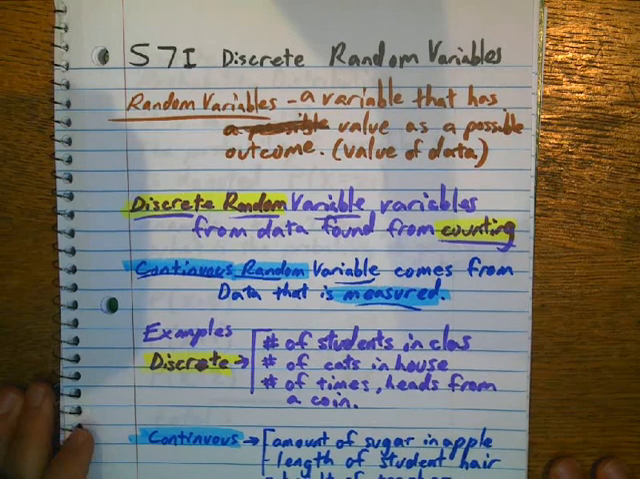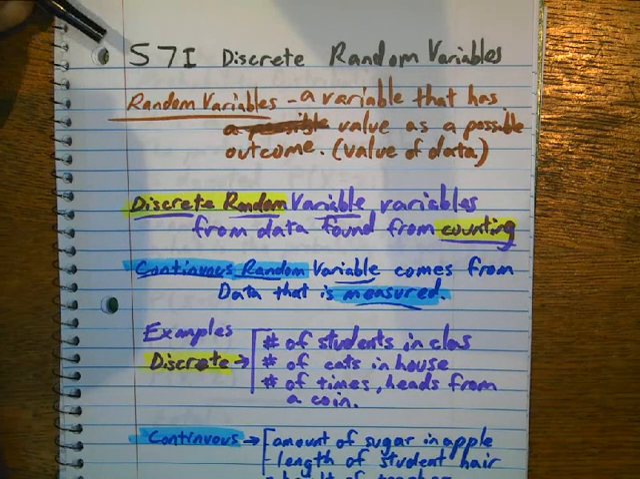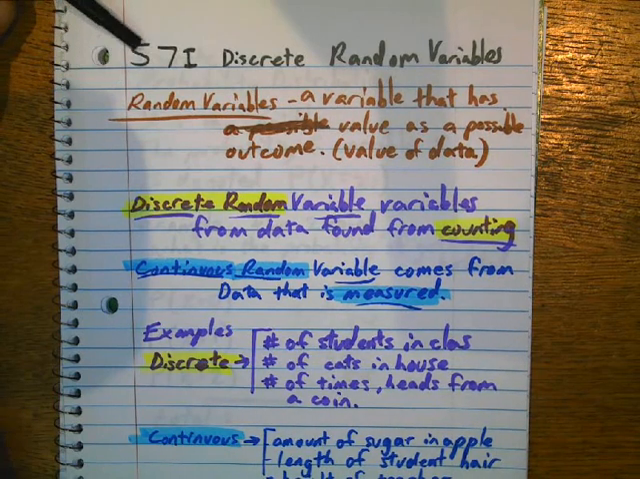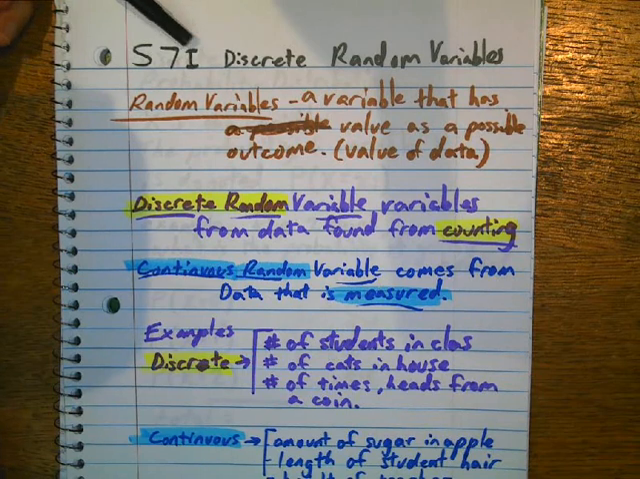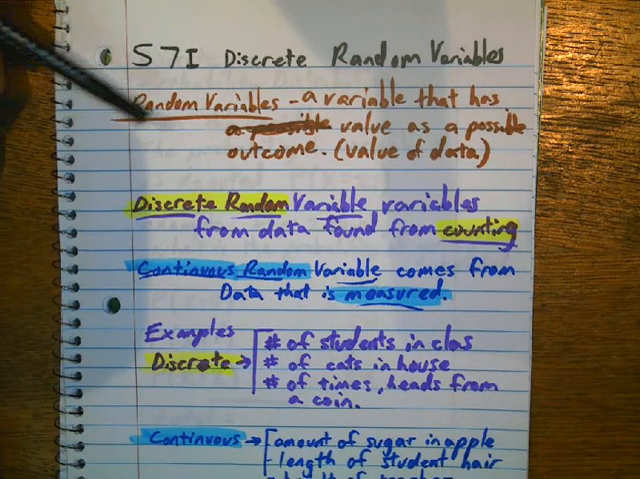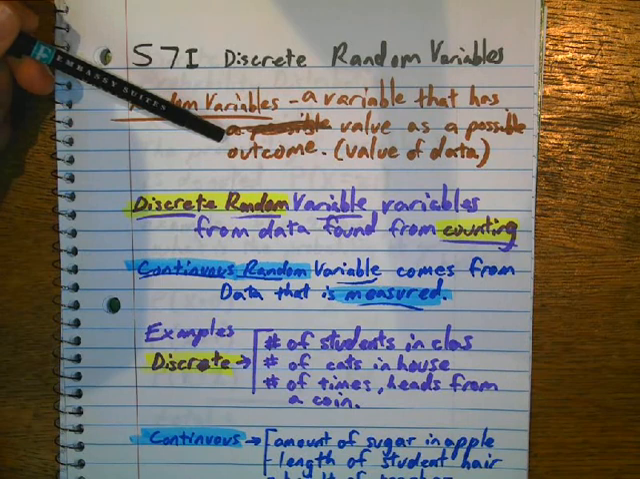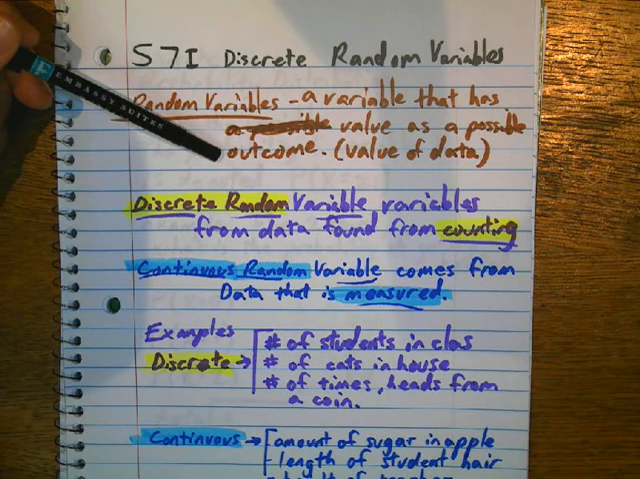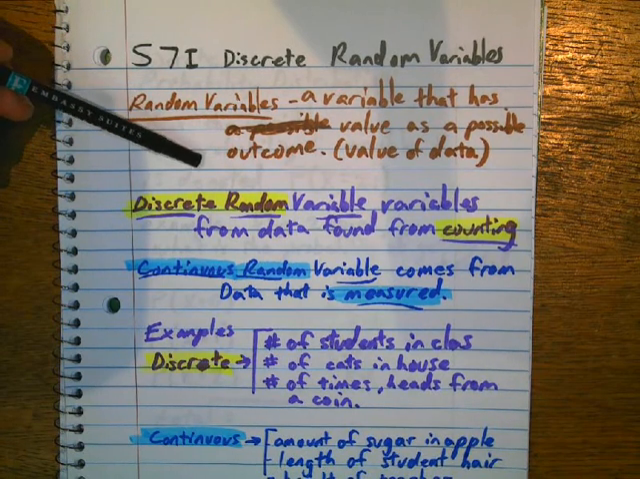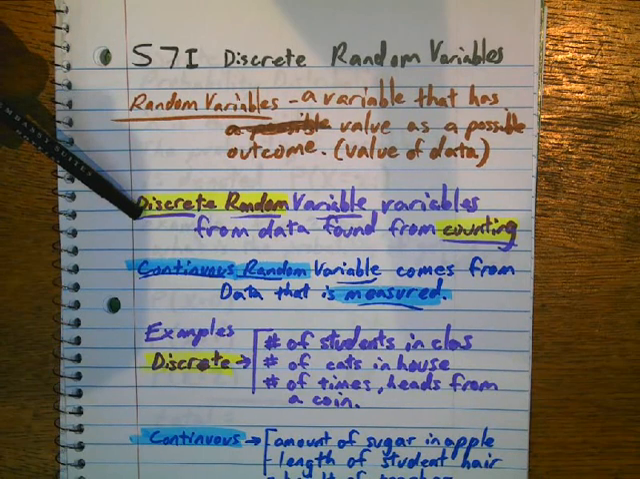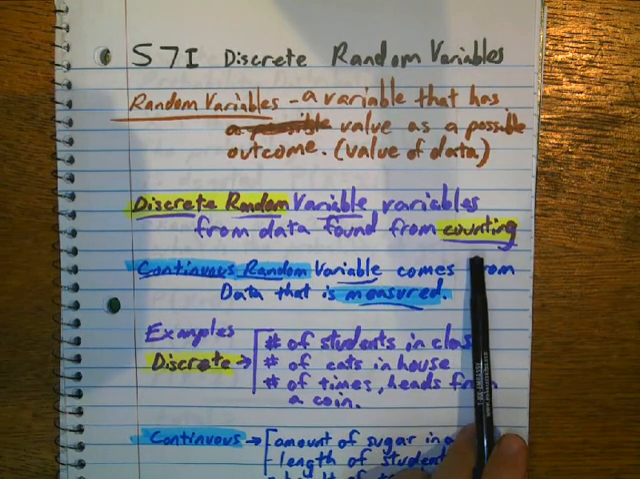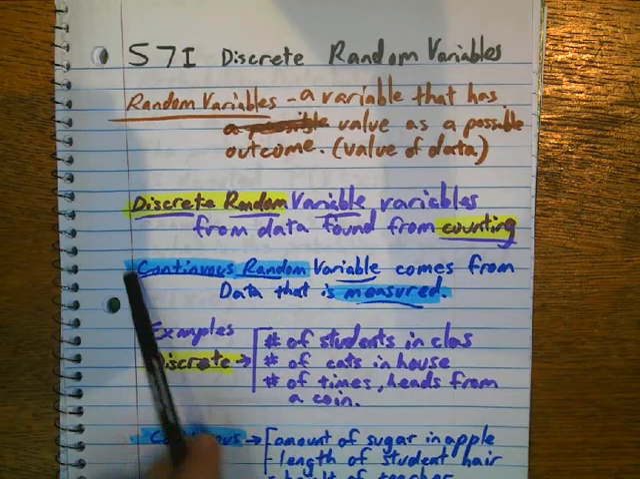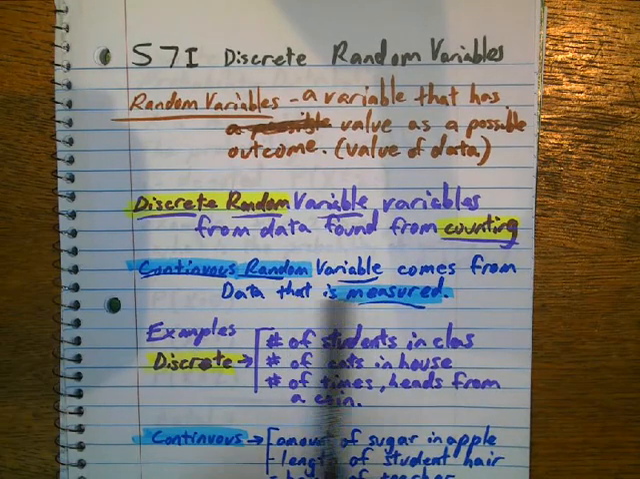Right, today we're going to talk about discrete random variables. Standard level, Chapter 7, Section I. So a random variable is a variable that has a value as a possible outcome. There are two types of random variables. A discrete random variable is a variable that's found from counting data, and I'll give you a few examples. And a continuous random variable is a variable that's found from measuring data.